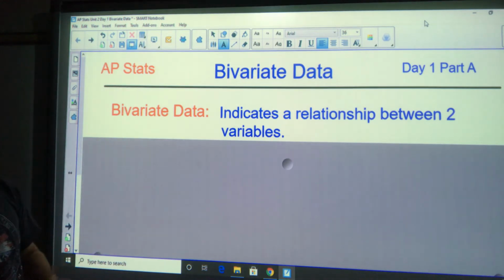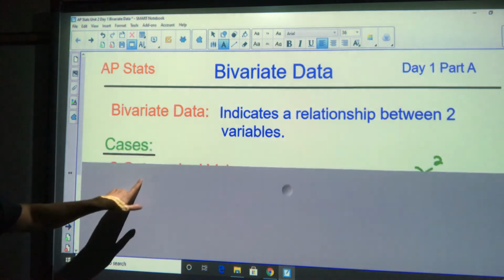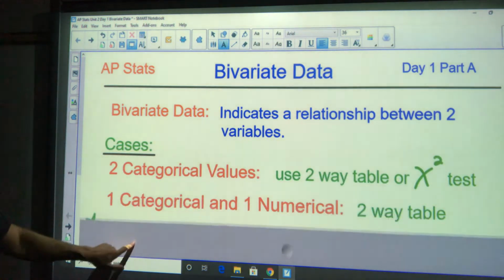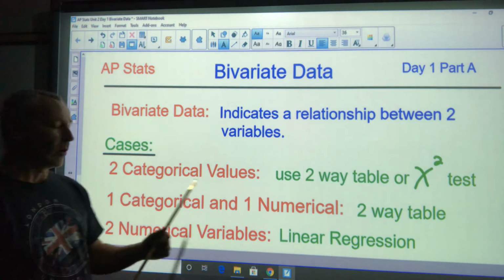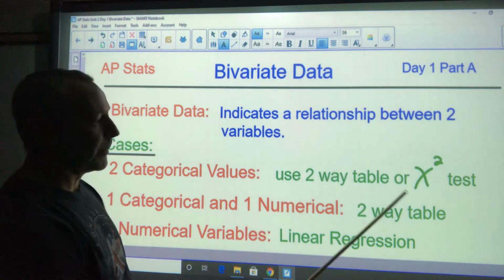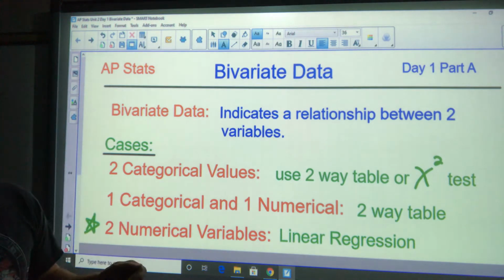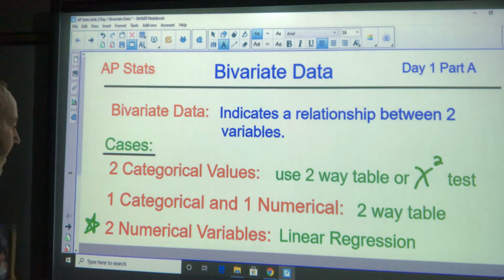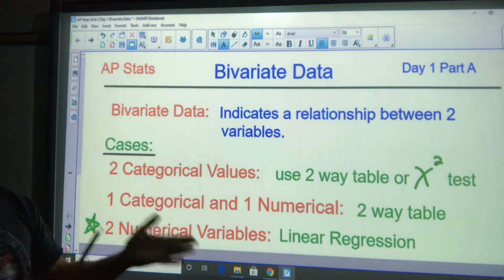All right, so bivariate data indicates a relationship between variables. This is good for later in the year. If I have two categorical values, then I would use a two-way table or something we learned at the very end of the course called a chi-squared test. You may have been familiar with that from some of your science classes. If I have one categorical and one numerical, then we use a two-way table.